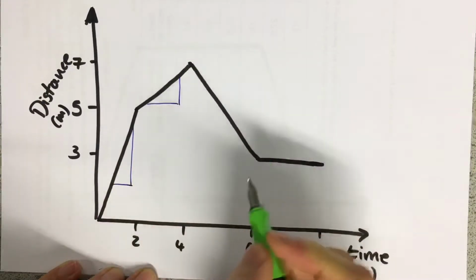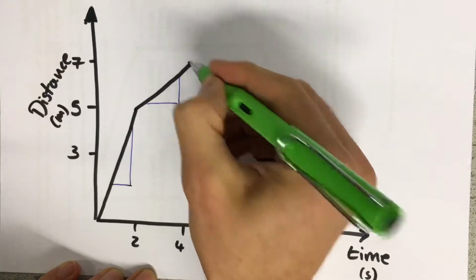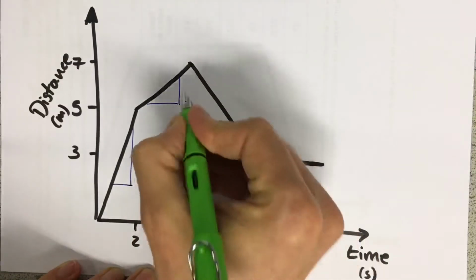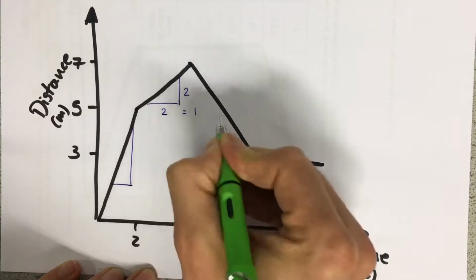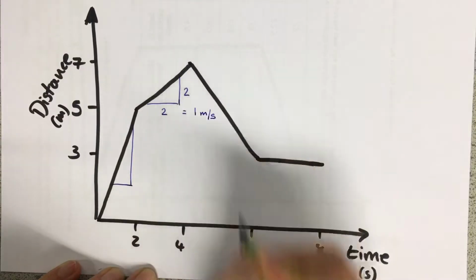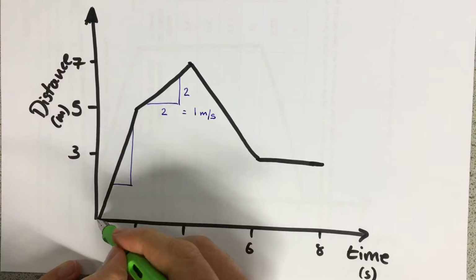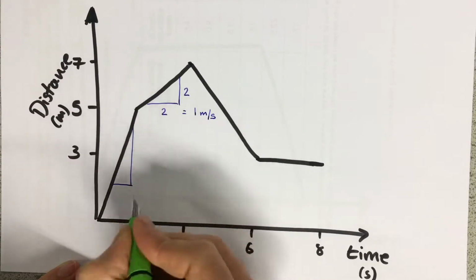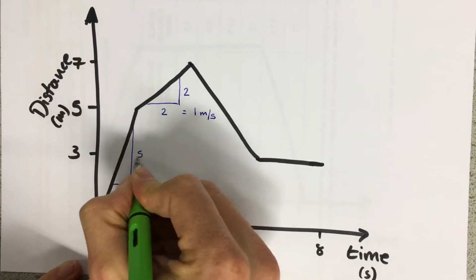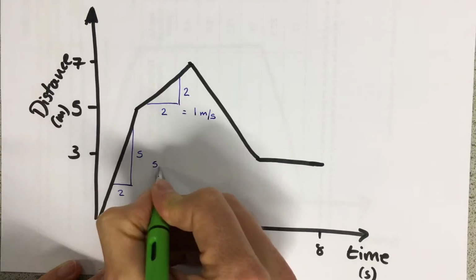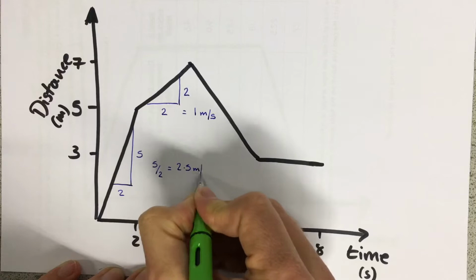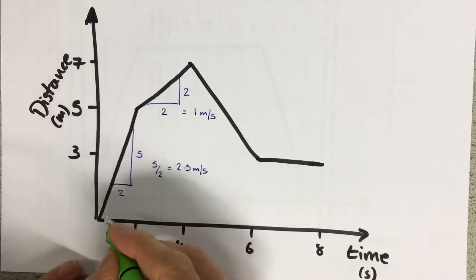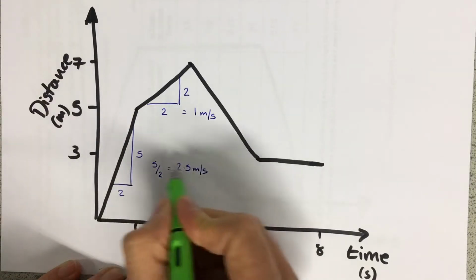So if we were to do some maths, this one has gone between 2 and 5 in 2 seconds. So that would be 2 divided by 2, which would be 1 meter per second. Now this one here has gone from 0 to 5 in 2 seconds. So 2 on the bottom, 5 along there. So that's going to be 5 divided by 2, which is going to be 2.5 meters per second. So you can see here where the line is steepest, this is where we have the highest speed.